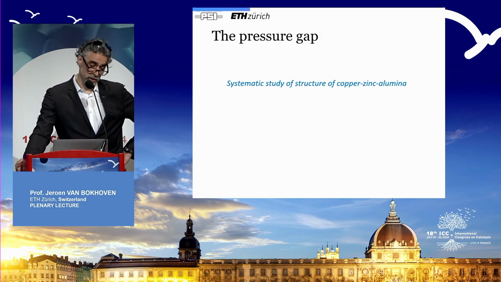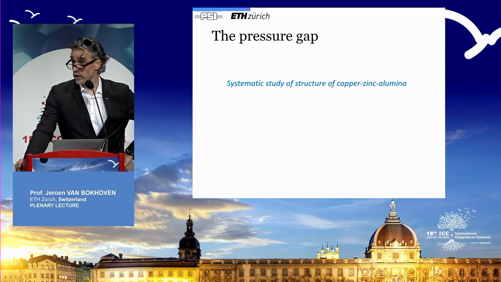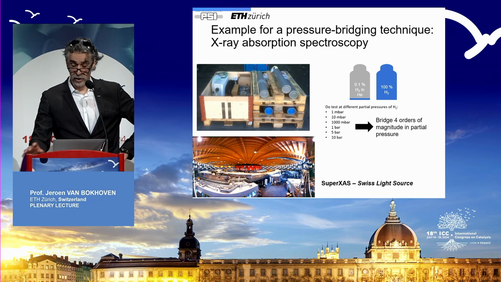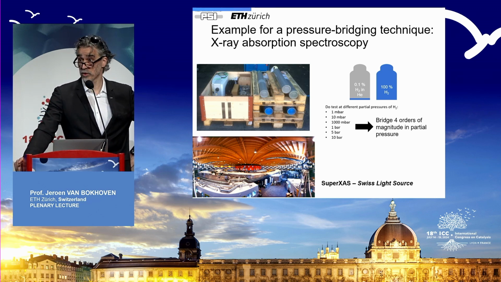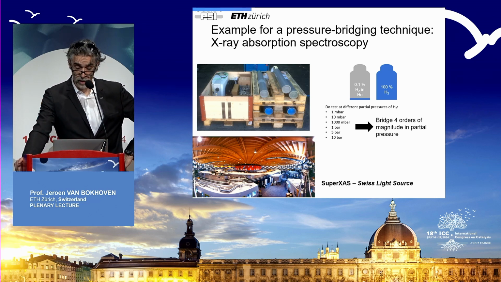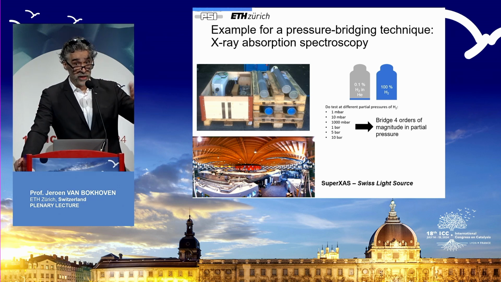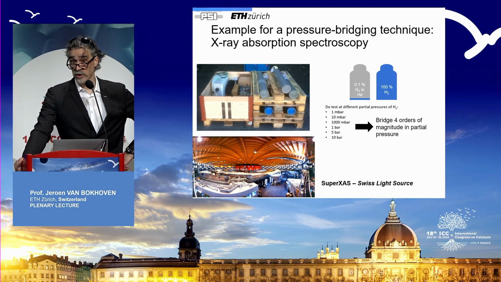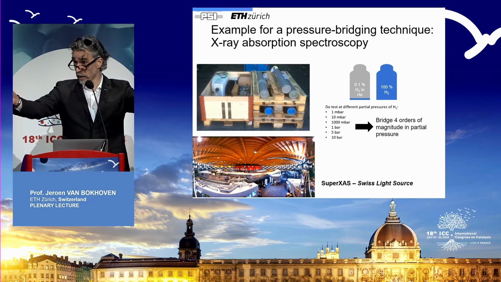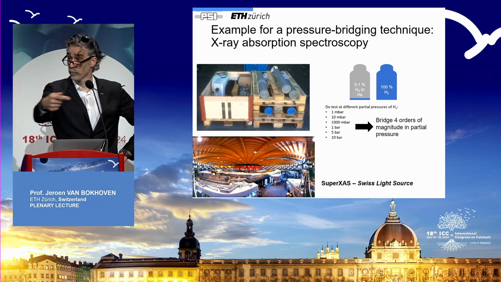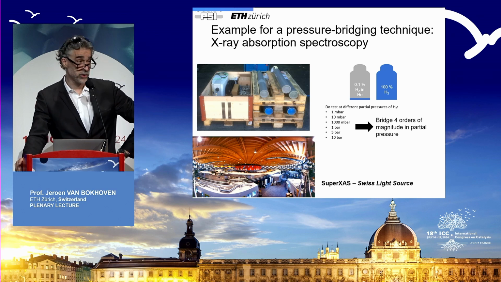So what we did is systematically look at the structure of copper-zinc oxide as a function of the hydrogen pressure, and a good technique to use for that is X-ray absorption spectroscopy. The beauty of X-ray absorption spectroscopy is that X-rays have a very large penetration depth, so I can put an actual catalytic reactor in the beam. I can measure my structure while I'm performing my catalytic reaction.